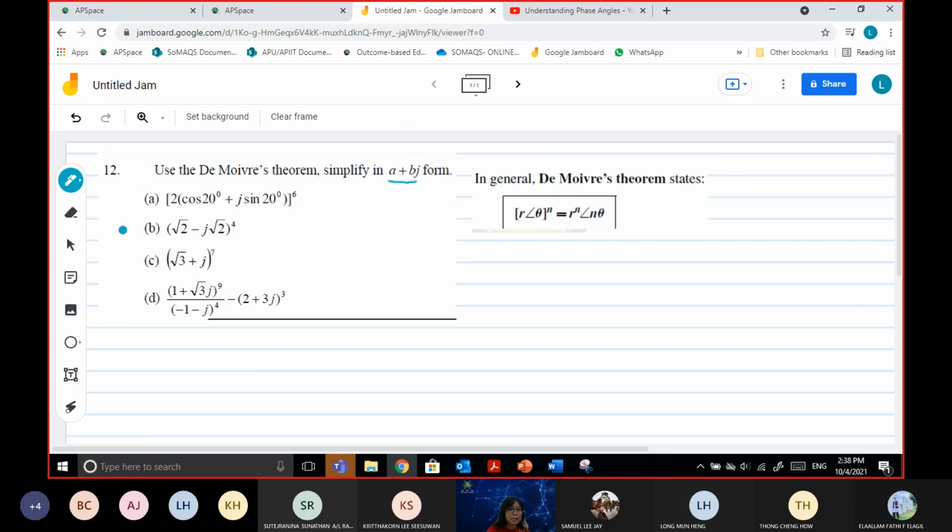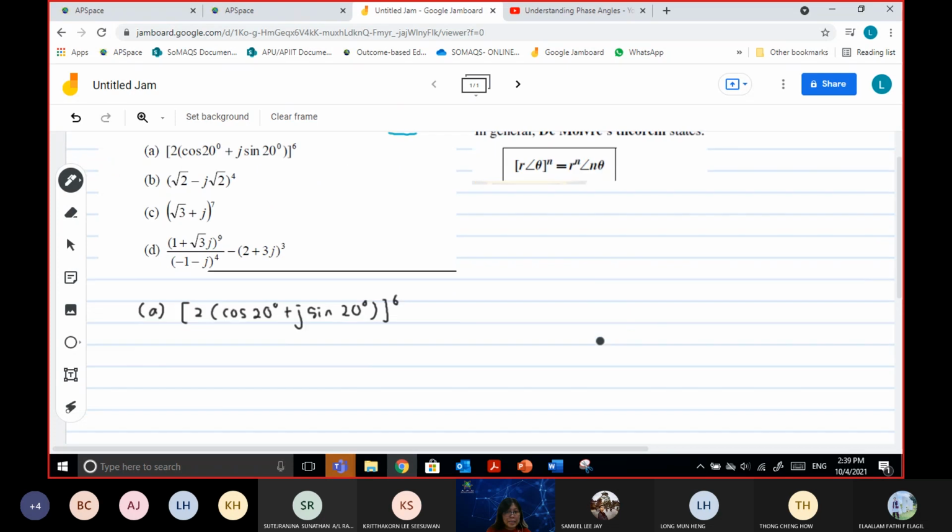Now let's start with part A. In part A, the question is in the polar form. This one is also considered a polar form, because it is r, then cos theta plus j sine theta. So this is also a polar form, with the power of 6.